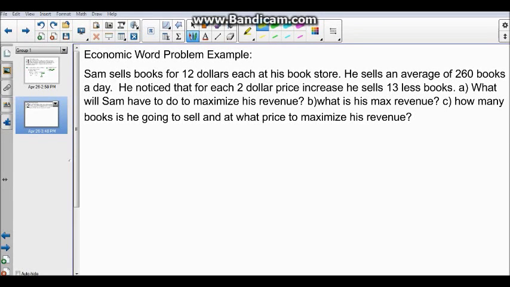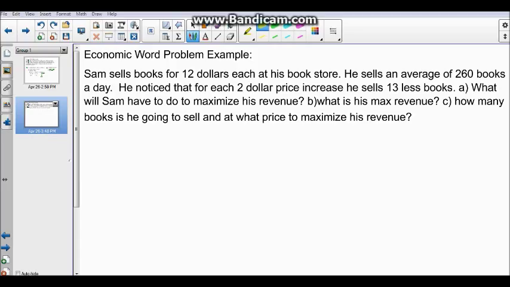Economic word problem example. Sam sells books for $12 each at his bookstore. He sells an average of 260 books a day. He noticed that for each $2 price increase, he sells 13 less books. What will Sam have to do to maximize his revenue? What is his max revenue? How many books is he going to sell and at what price to maximize his revenue?